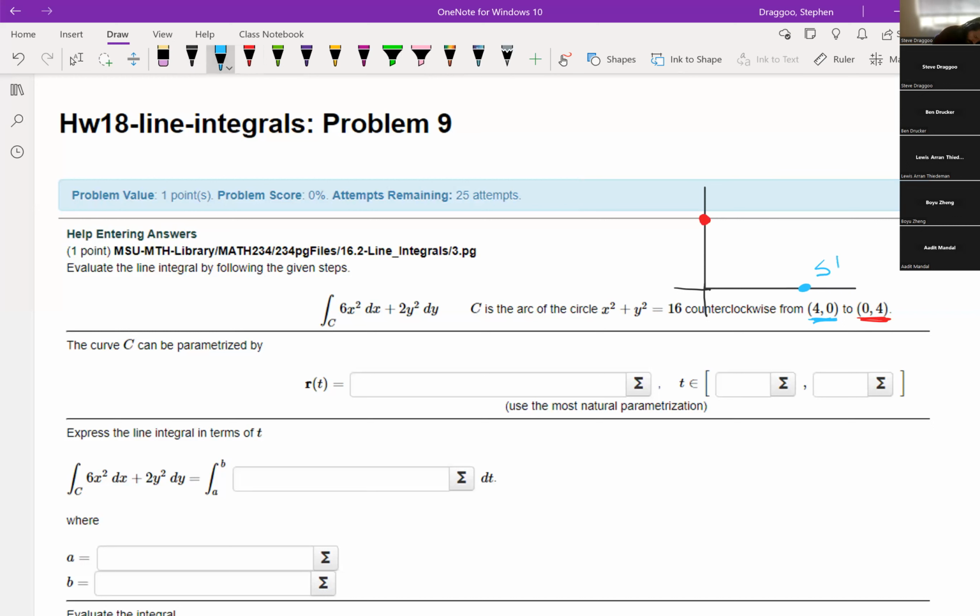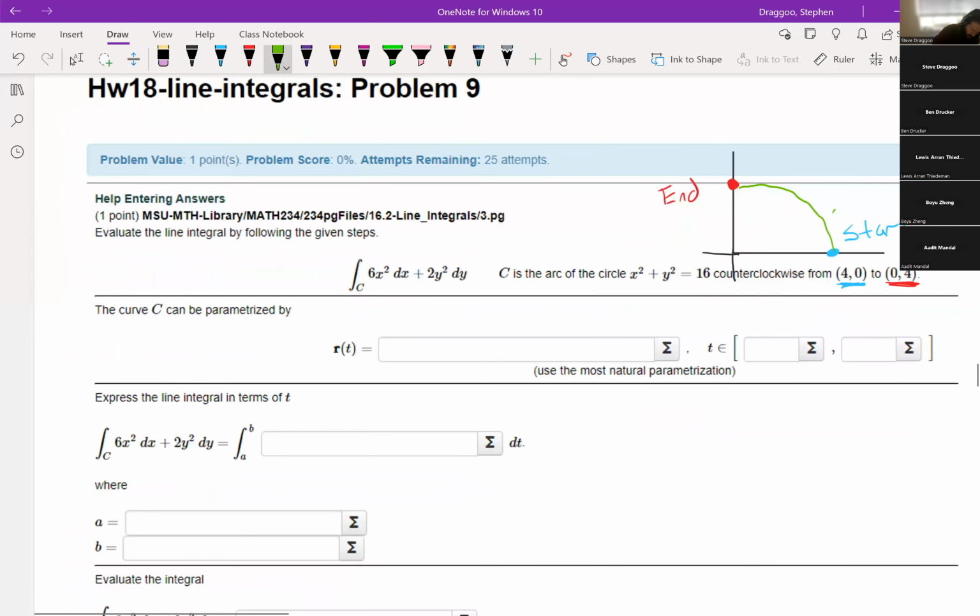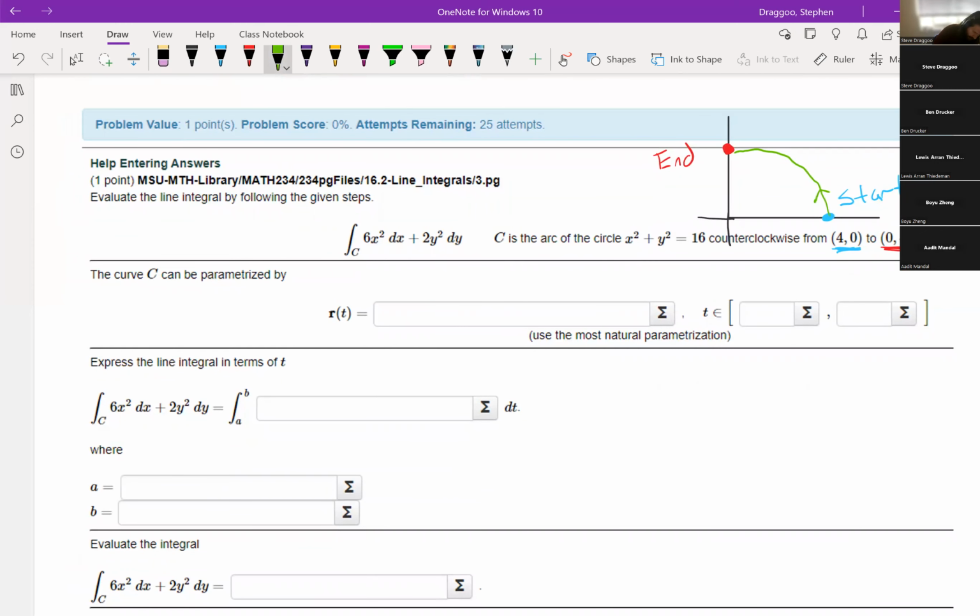And we're told we're going to start here at the blue point, end up here at the red point. And we're going to travel along a circle in order to get there. So this is our path along the curve C. That's what we're doing. We're traveling along that path to get from (4, 0) to (0, 4). Cool. So what does it want us to do?